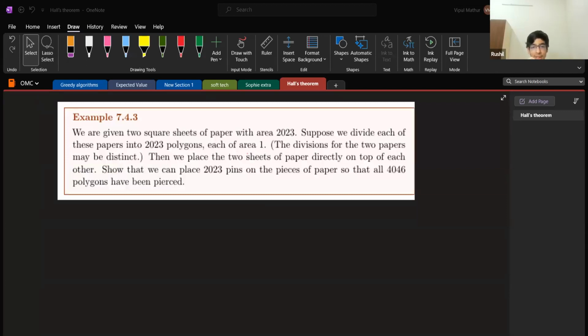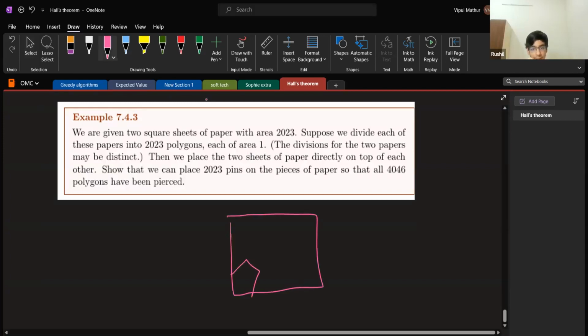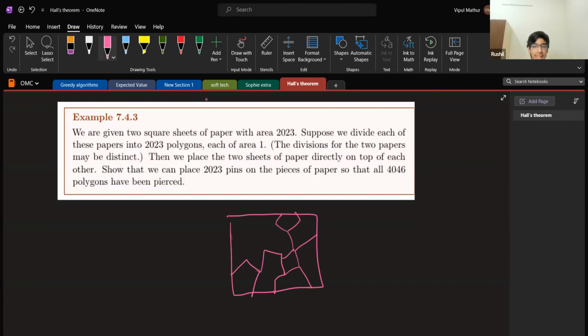2023 polygons. So basically, you're given a square sheet, and it's split into a lot of polygons in some weird shape like this. Polygons are basically straight-lined figures in some sense. That's a very bad definition. But basically, each of these has area one. That's the main thing, even if it looks like that's not true. All of these have area one.